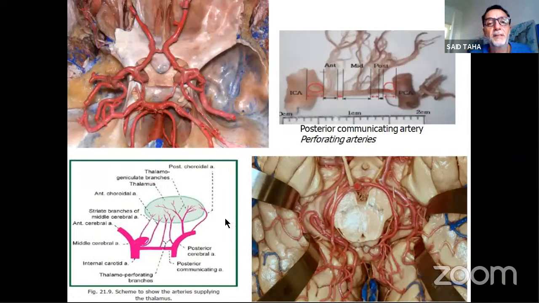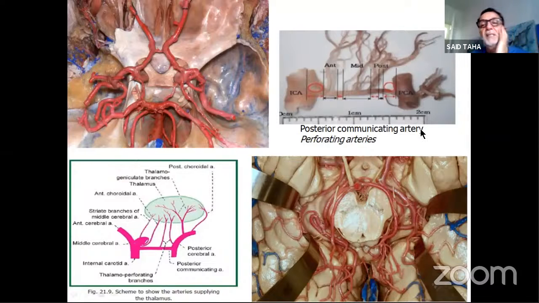Here again, in this region, this is the circle of Willis with the important perforators from the anterior cerebral artery, anterior communicating artery, posterior communicating artery, Sylvian artery, and the superior and posterior cerebral artery and superior cerebellar arteries. So it's a rich vascular region.